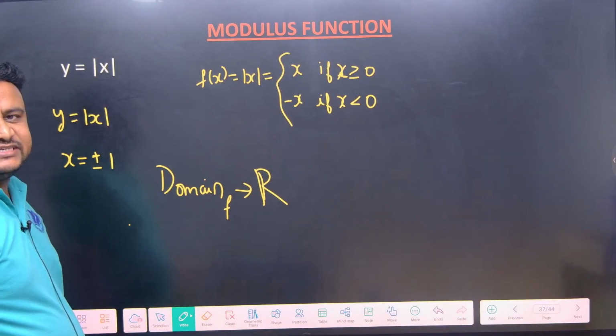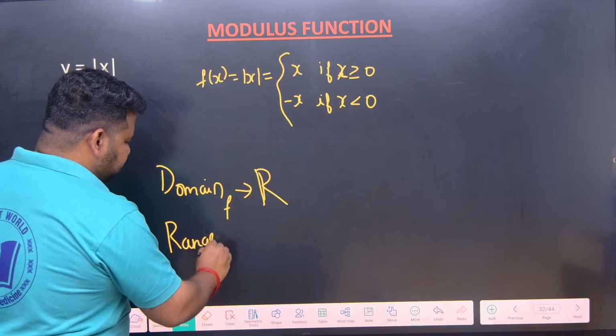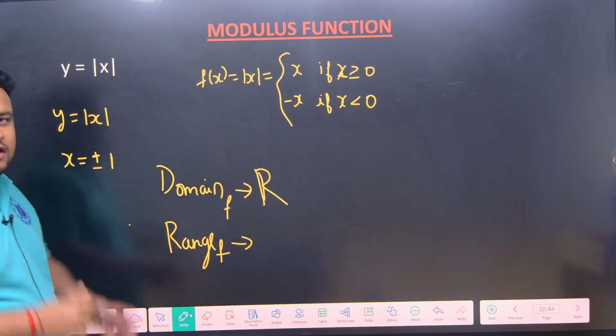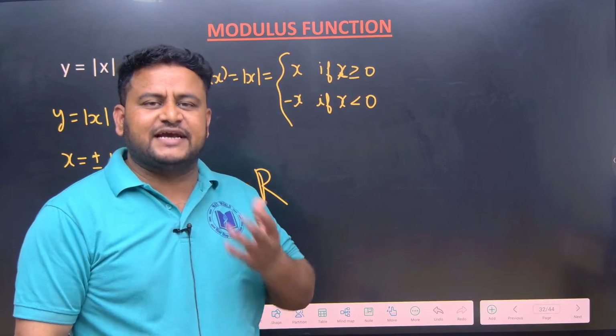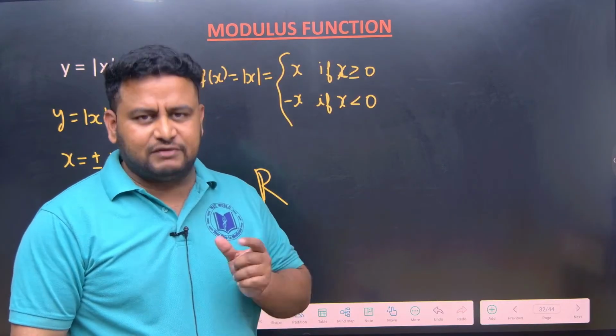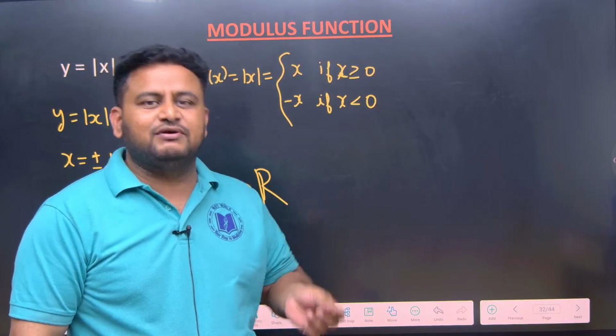What about the range of this function? Range will be what, friends? The range of this function will be, it will always give a positive value, or you can say a non-negative value. If you give 0, you will get 0. But if you give minus 1, you will get plus 1 only.